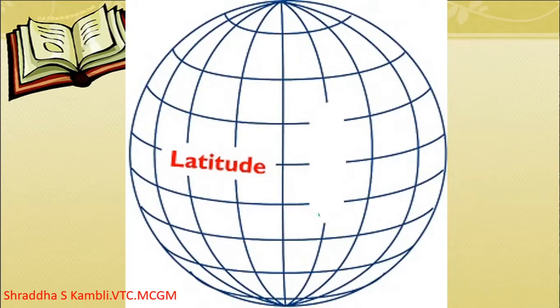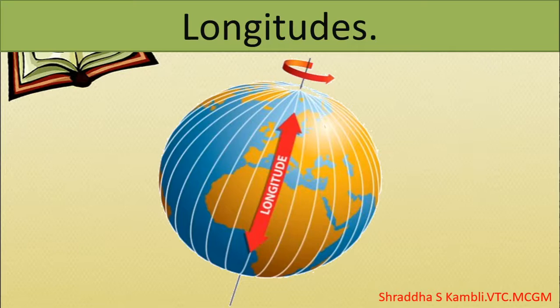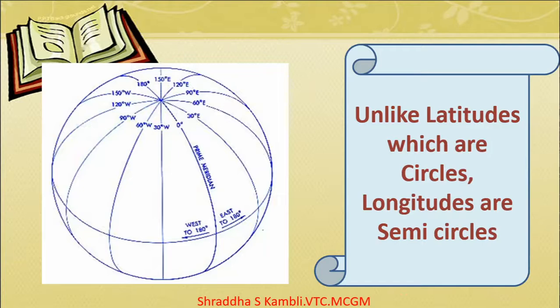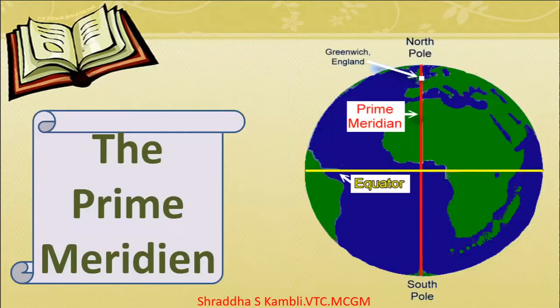We talked about what latitudes are. Now let us quickly look at what longitudes are. These are the standing lines on the surface of the earth, the longitudes. Unlike the latitudes, which were circles, the longitudes are semicircles, half circles. And which is the most important longitude? It is the prime meridian, or the longitude at 180 degrees.